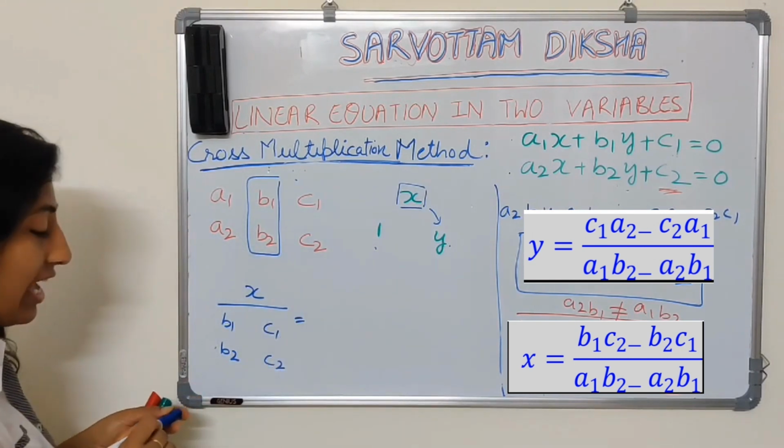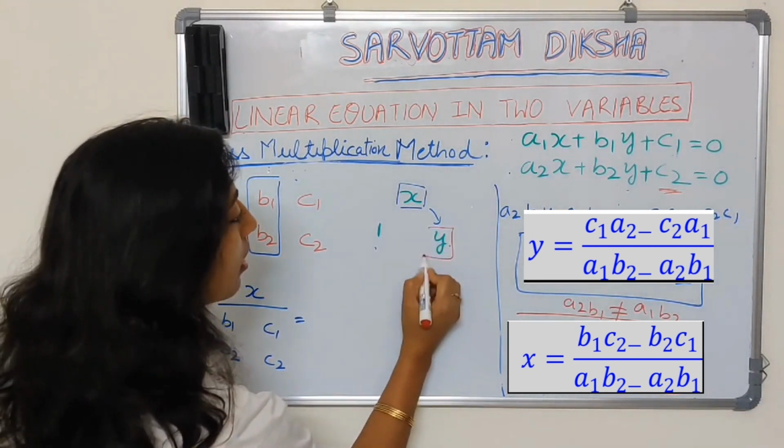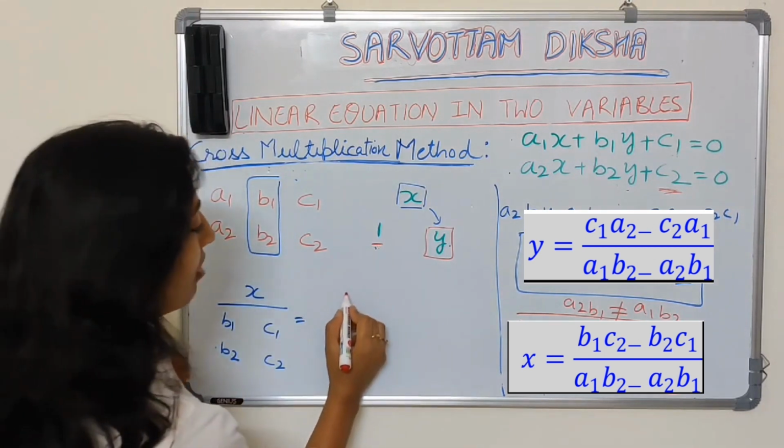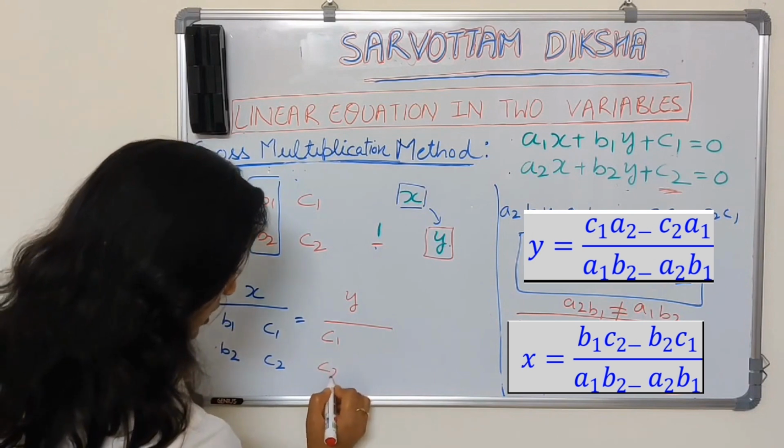What will we do for y? After y, what is coming? After y, I am getting 1. So I will write coefficients of 1 first.